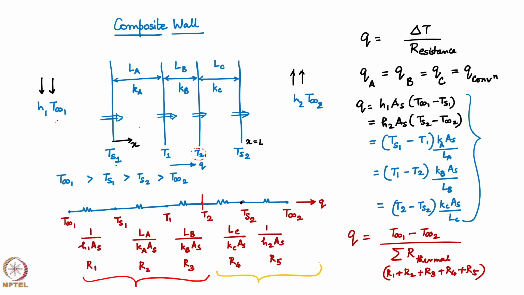If T infinity 2 was given and T 2 was a constraint, I could use this part alone and say Q is nothing but T S 2 minus T infinity 2 divided by R 4 plus R 5. So, the Q's are the same, how many terms I choose to add decides how many resistances there are. I hope this is very clear. This is very important also.